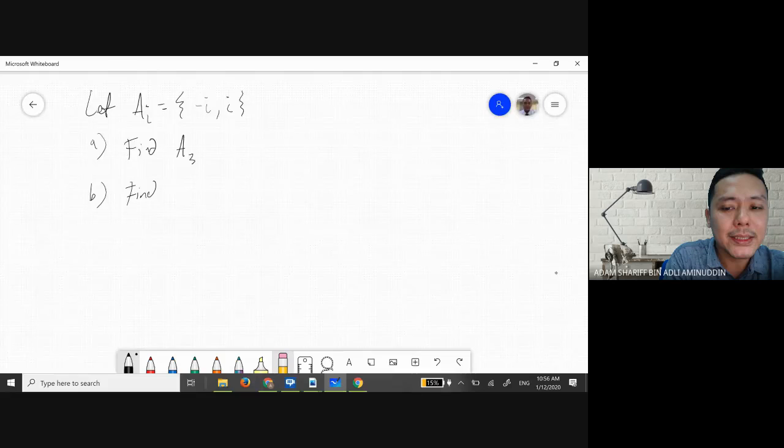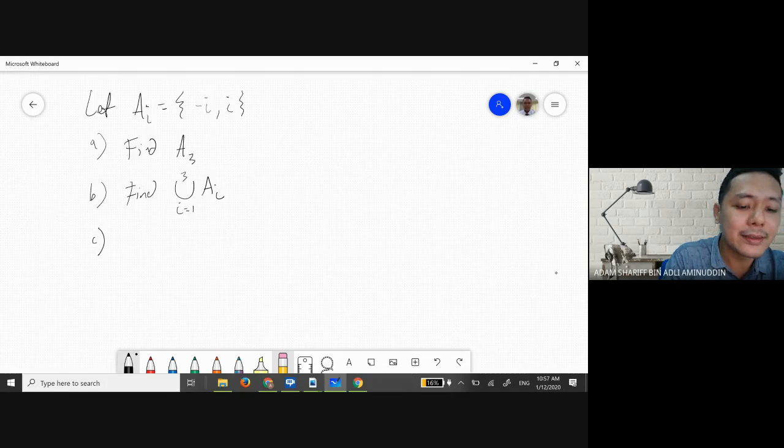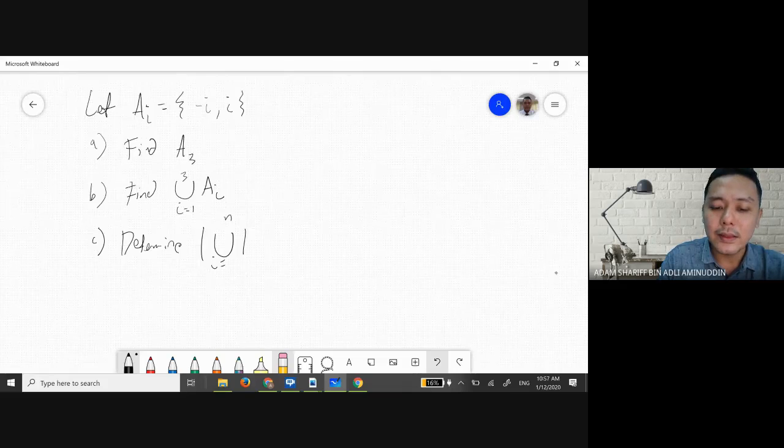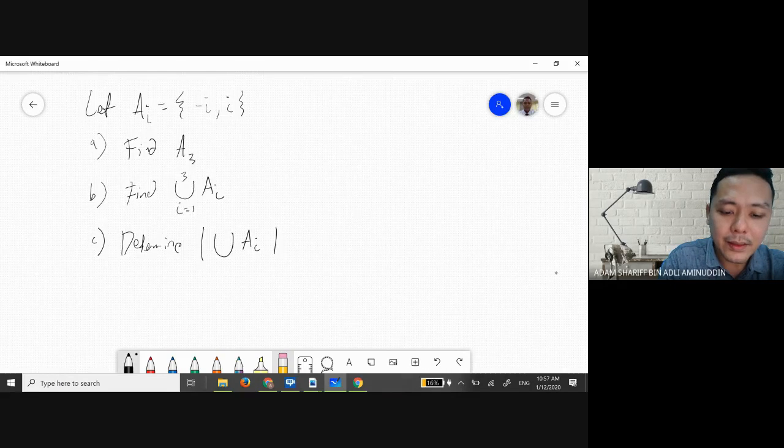Find direct. Okay. Sekejap sorry. The union of A_i for I equals 1 to n, set 3. And the last one is this. Silap pula. Okay, saya tak nak bagi tahu dulu hint, sebarang hint saya tak nak bagi tahu dulu.